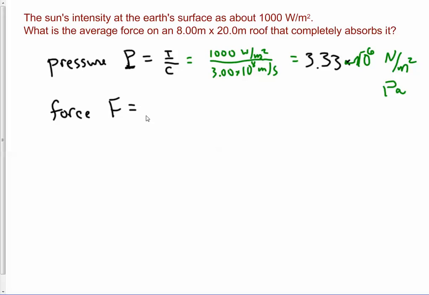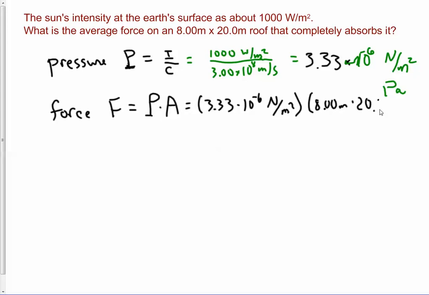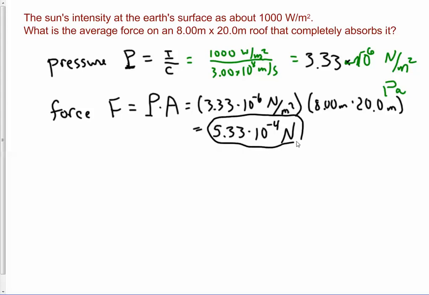To get that, we take the pressure and multiply by the area, in square meters. So that's 3.33 times 10 to the minus 6 newtons per square meter times, and we have an 8 by 20, right? So 8 meters times 20 meters. This ends up being 5.33 times 10 to the minus 4 newtons. So that's the force that sunlight is pushing down on an average roof of a house.